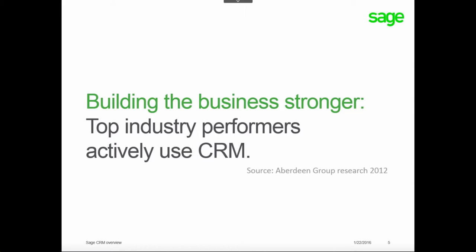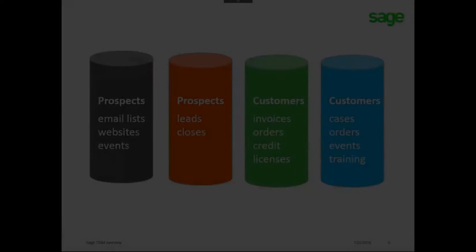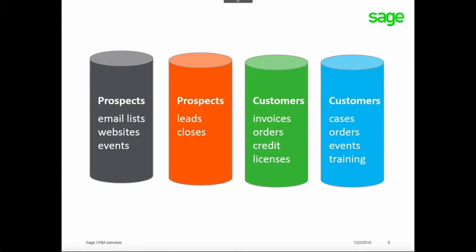The Aberdeen Group looked at those who are performing the best in some industries and found that there's a strong correlation between top performers and the degree of use of a CRM system. In other words, top performing companies are more actively using a CRM system and are performing better than their industry average.